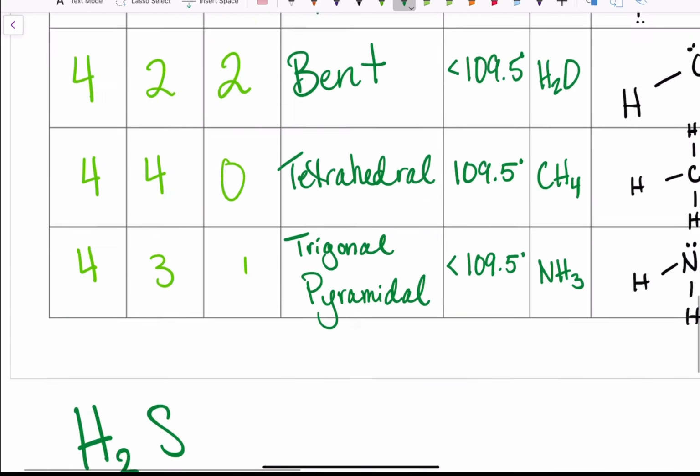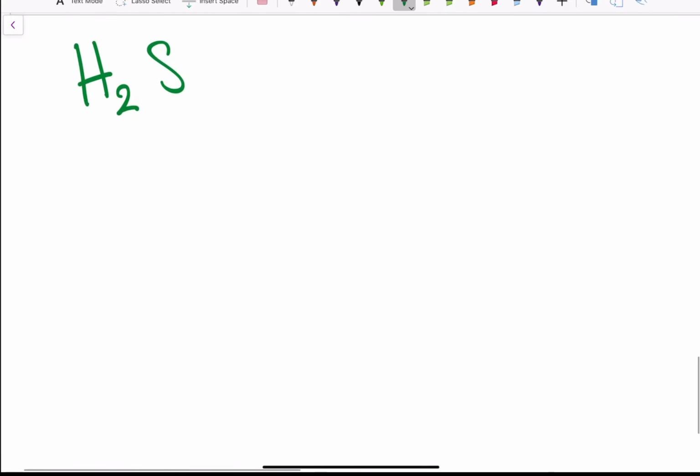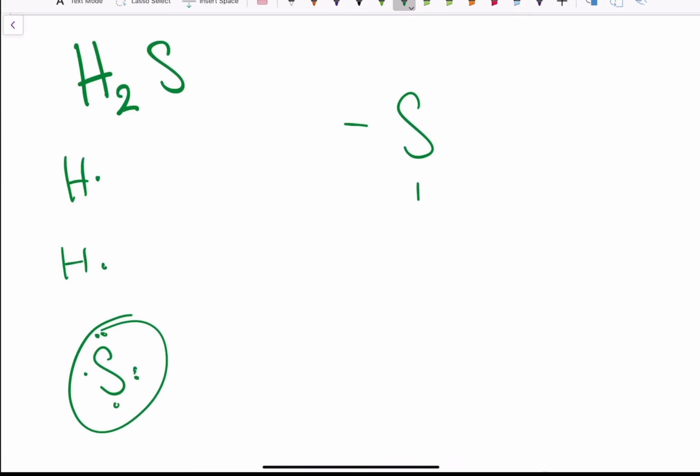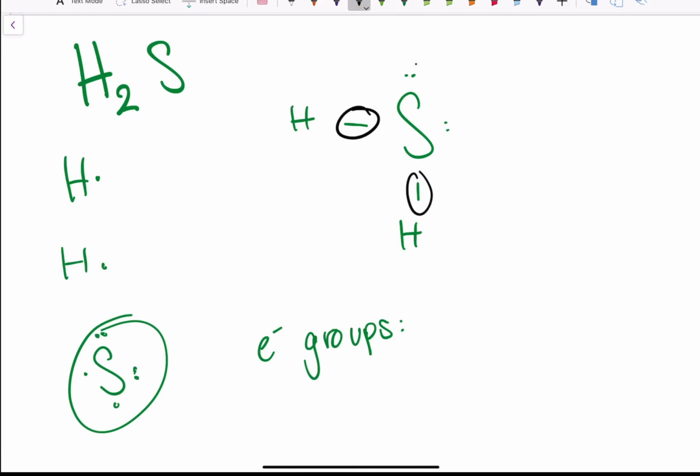So let's draw the Lewis structure first. We have 2 hydrogens. They each have 1 valence electron. Sulfur has 6, and our Lewis structure ends up looking like this. It's okay that it's not drawn in the correct geometry yet. This is a fine 2-dimensional model. So we need to count our electron groups. Electron groups, we have 1, 2, 3, 4.